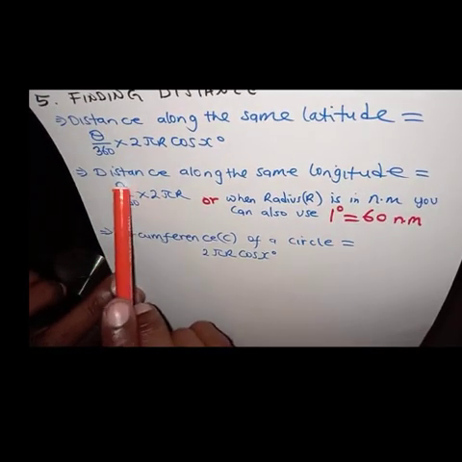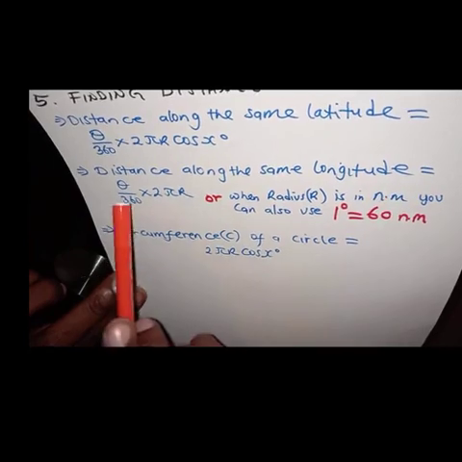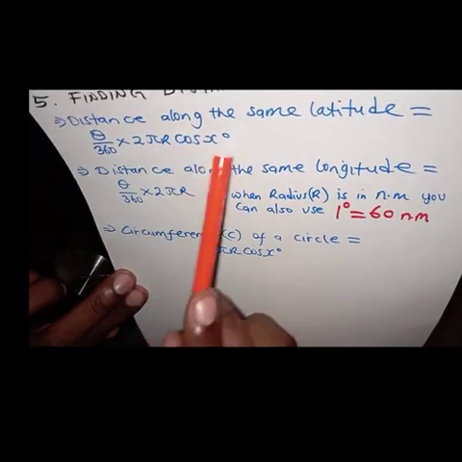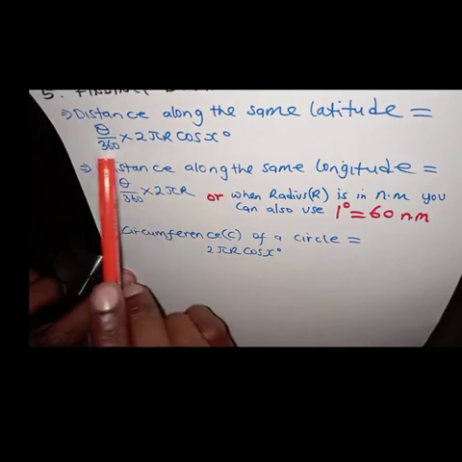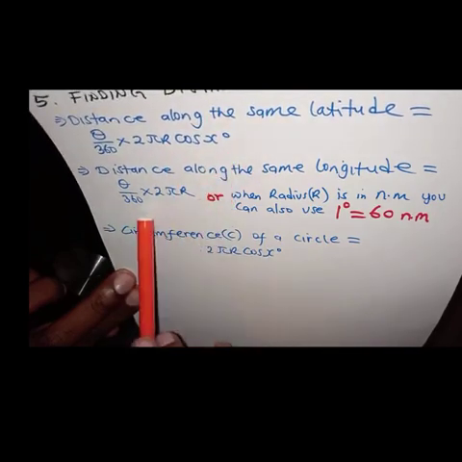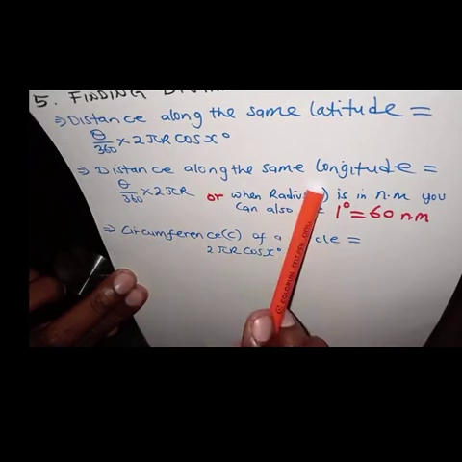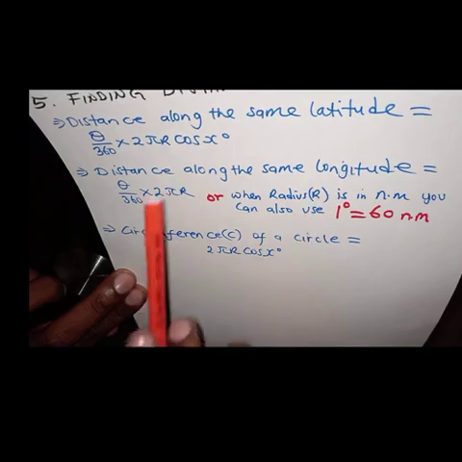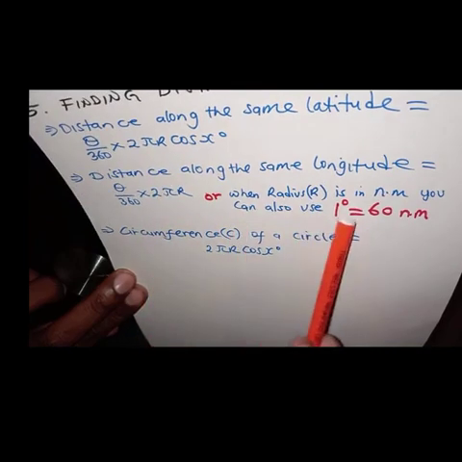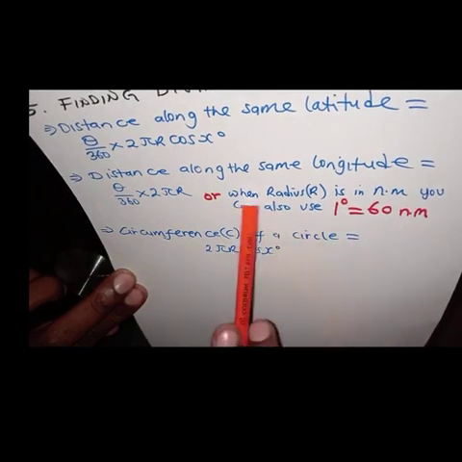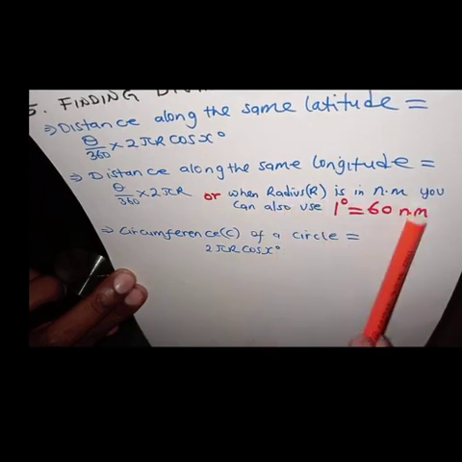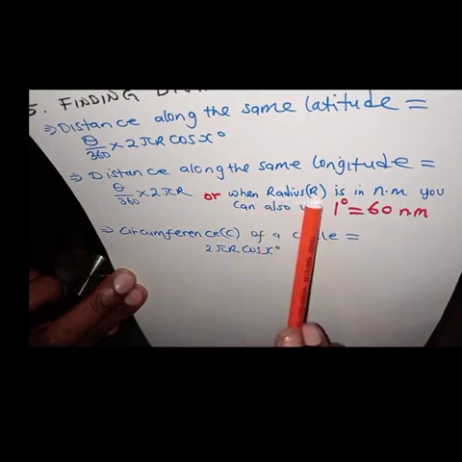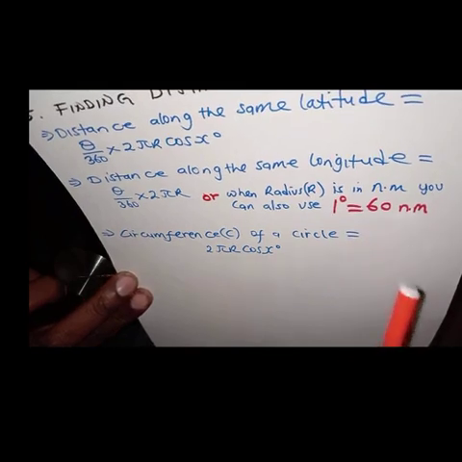Then distance along the same longitude. Have you seen this formula and this one? Only cos x degrees is missing, right? You write the same but remove cos x degrees. That's the formula under same longitude, when the points are on the same longitude. Or we can also use 1 degree is equal to 60 nautical miles when radius r is in nautical miles, right? So when radius r is in nautical miles, use this formula as well to find distance along the same longitude.